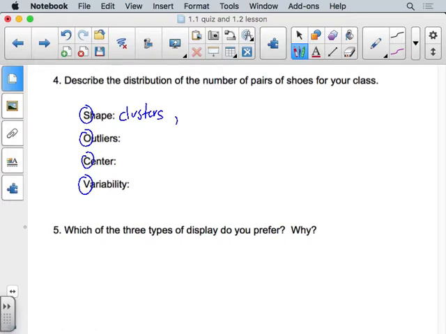All right. Any other guesses, words, things? So one thing we like to talk about with shape is called symmetric. So is my data symmetric?